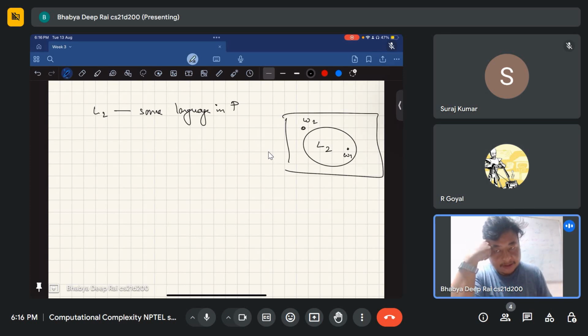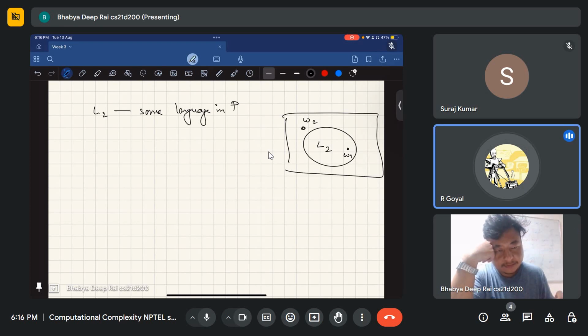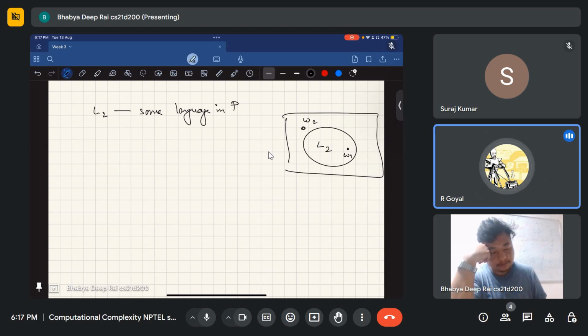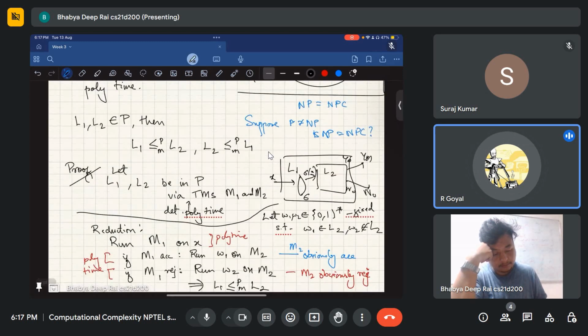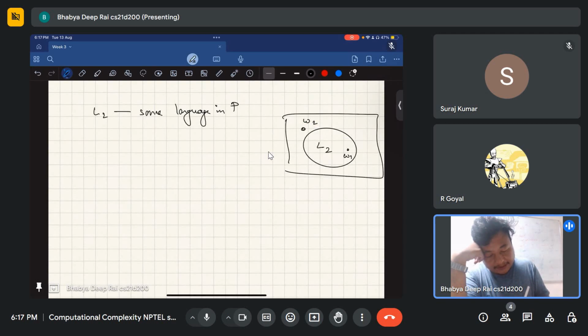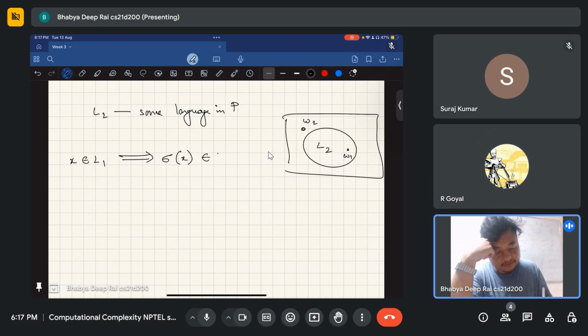Getting it? But how does the logic work then? When M1 accepts, W1 comes into the picture, and when M1 rejects, we think of W2. Right. Now I'll tell. When x belongs to L1, then sigma of x belongs to L2.